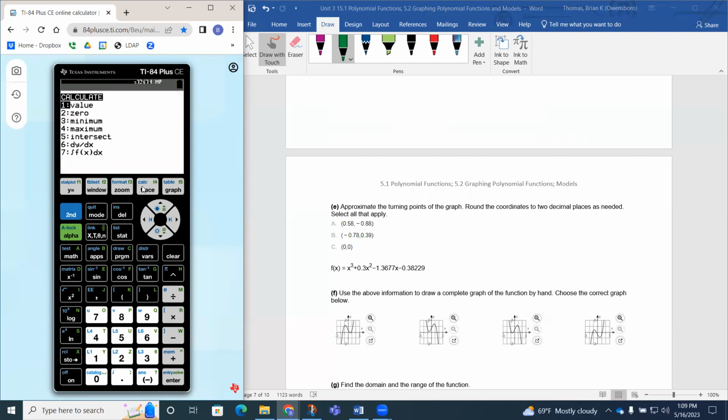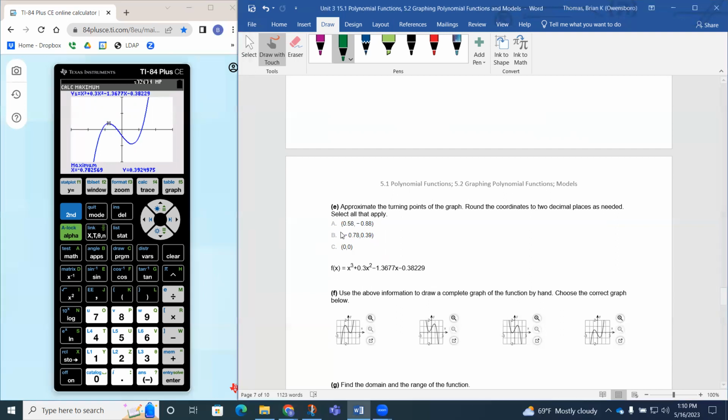So second, calculate, number 4. So move my little spider guy. Got to be left of that turning point. Hit enter. I got to be right of that turning point for that maximum. Hit enter. Hit enter again, and that's going to be one of the turning points. So it looks like -0.78, 0.39.